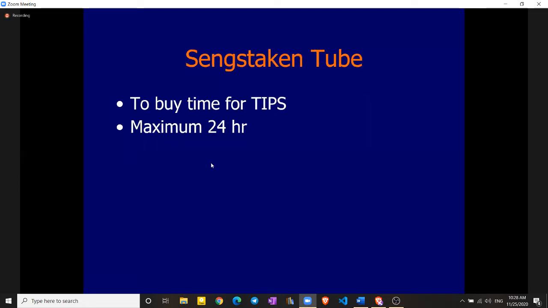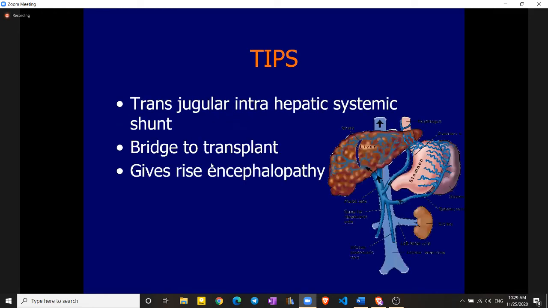What about Sengstaken tube? Yes, you need that to buy time for TIPS, and maximum is to keep it for 24 hours. Right? So TIPS: transjugular, intrahepatic, portosystemic shunt. Right? So it's self-explanatory.